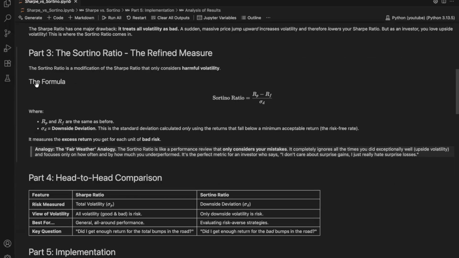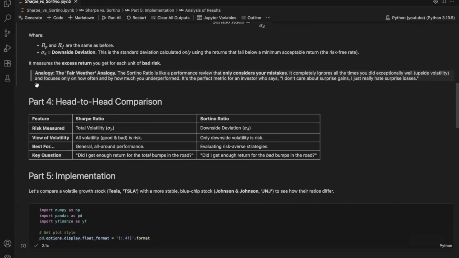Now let's put them up side by side. The Sharpe ratio measures your return against all the bumps in the road, good and bad. The Sortino ratio measures your return against only the bad bumps. The key question for Sharpe is, did I get enough return for the total volatility? The key question for Sortino is, did I get enough return for the downside risk I took?